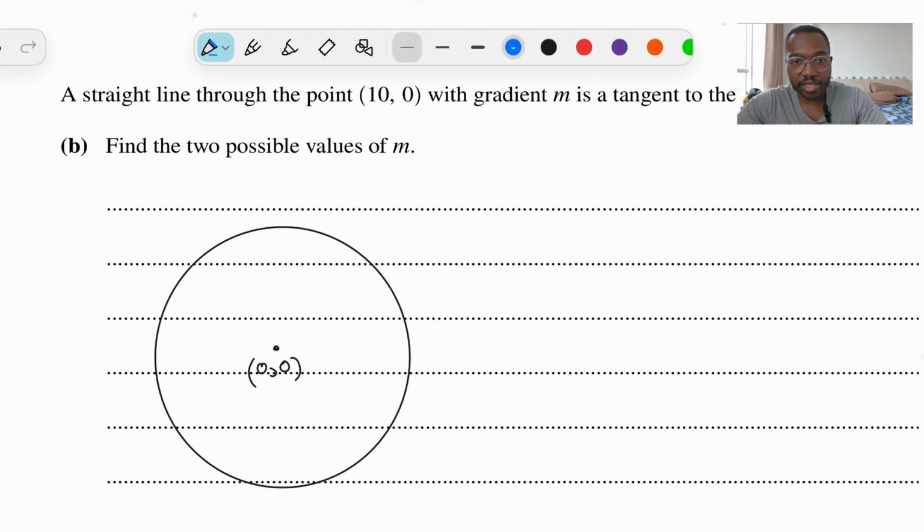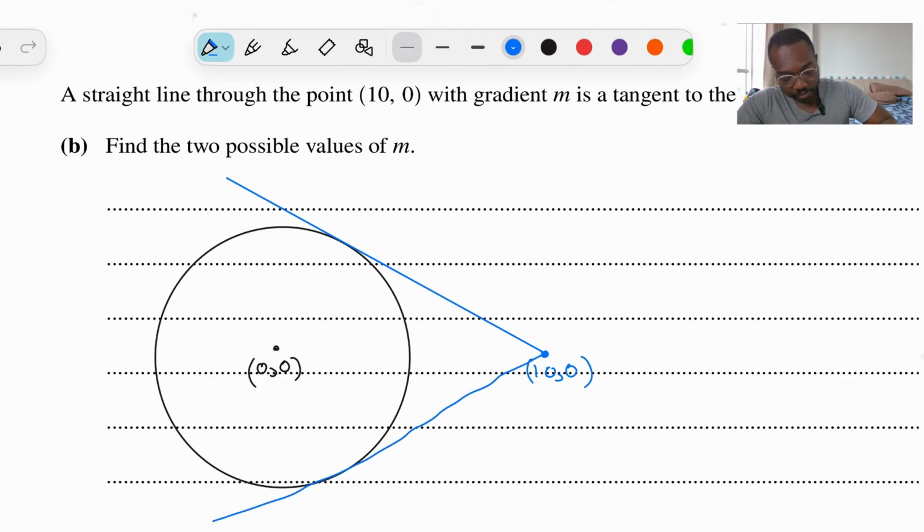We know that root 20 is going to be less than 10. Therefore, we know that 10, 0 will be outside the circle. And let's say it would be here, okay? Let's say this point here is 10, 0. Therefore, what they're saying is there is some type of tangent to the circle. So let's say it's there, okay? And we have another one here, on this side here.